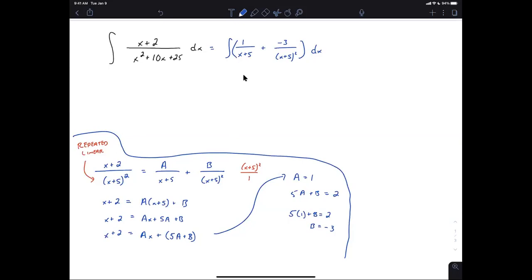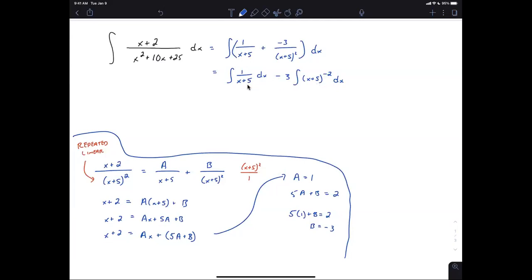Okay, so now we're going to split this into 2 separate integrals. For the first one, it is a log form. But for the second one, we're going to pull the negative 3 out, and it's not a log form. We're going to want to rewrite that as x plus 5 to the negative 2 power. Everybody clear why? We're going to do a u substitution technically, but it's going to be u to the negative 2 du, and so we're going to use the power rule.